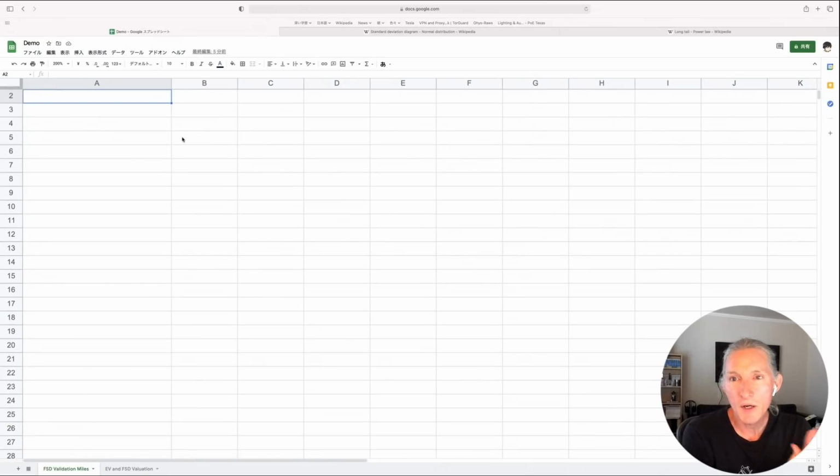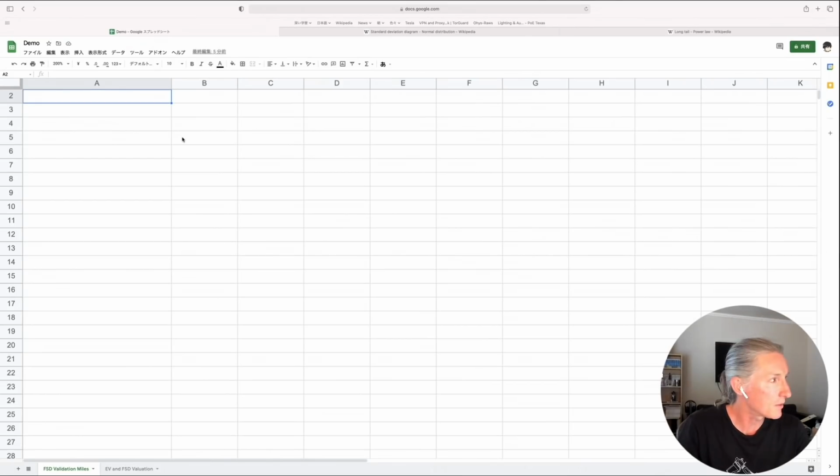And so the question is, how many miles is that? And how long would it take Tesla to get to that point? So that's a model that we're going to build right now. Of course, what goes into miles is how many cars do you have driving? How many miles do they drive? How many of those are on FSD? So these are things that are kind of obvious.